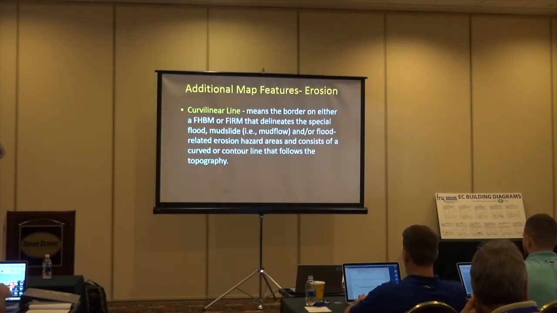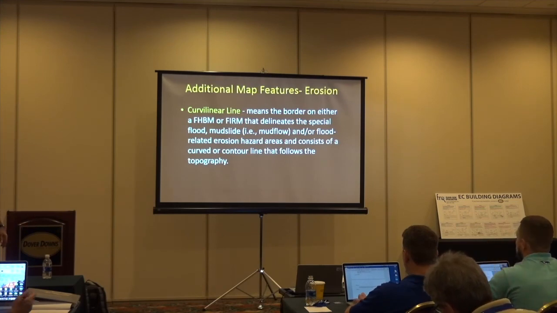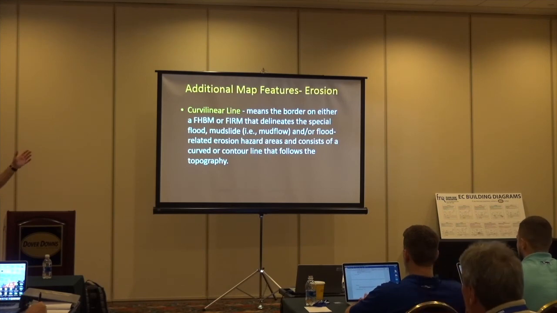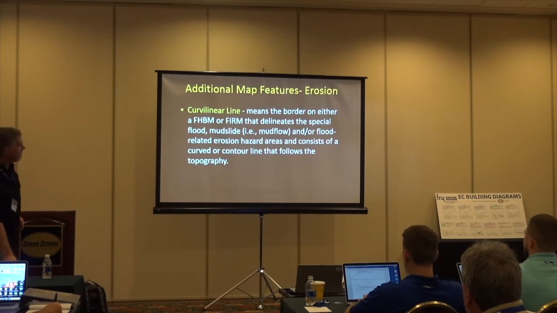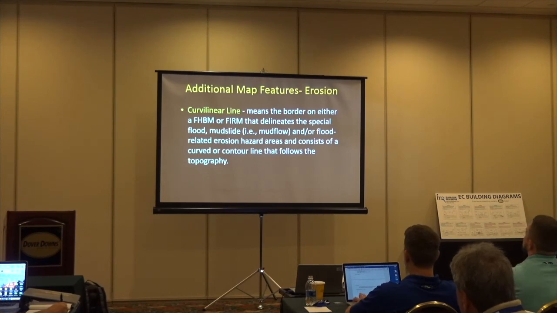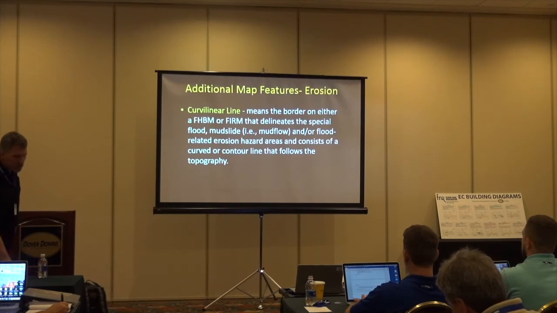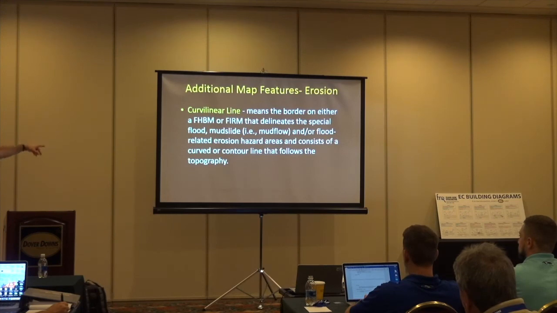An additional map feature, you don't see this a lot, but it can occur. The curvilinear line for erosion is the border on either a flood hazard boundary map, and we'll talk about those, or a flood insurance rate map that delineates the special flood, mudslide, mudflow, and/or flood-related erosion hazard areas, and consists of a curve or contour line that follows the topography. So in areas where you have the potential for mudslides, mudflows, erosion, any kind of geographical feature that may be related to flooding, they may show you a special delineated line.